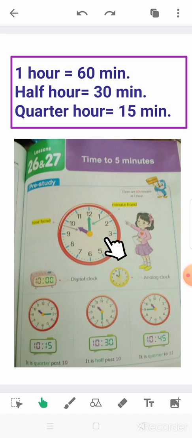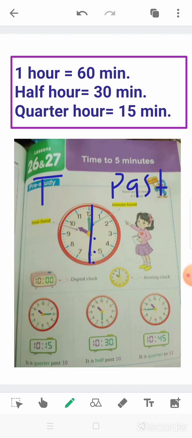Okay? Actually, we use table 5 to calculate the minutes. Okay, when the long hand stops or lands on 12, it's exactly the hour. It's 10 o'clock. It's what? 10 o'clock. We divide this clock into 2 parts. Okay? Until we reach number 6, this is the past, and this is what? The to.